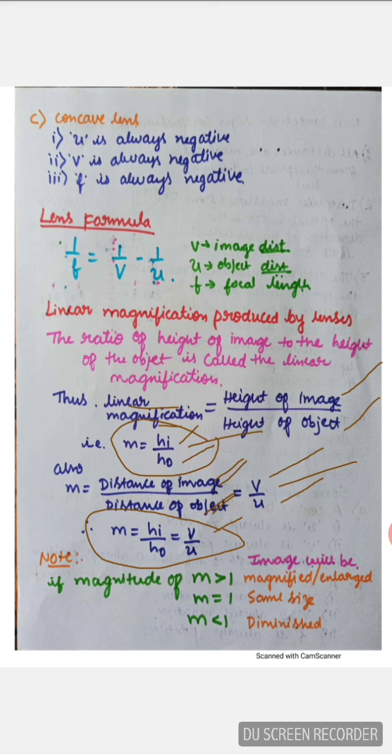In the case of mirror, the only difference is m is equal to hi divided by ho is equal to minus v by u. In the case of lens, it is m is equal to hi divided by ho is equal to v by u.